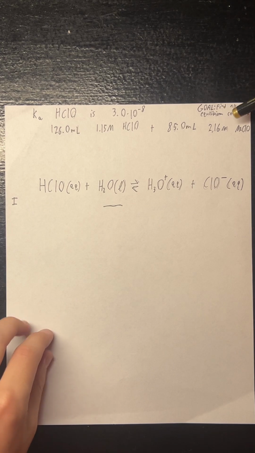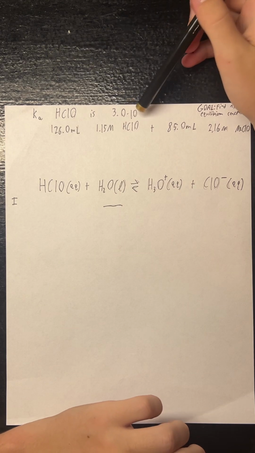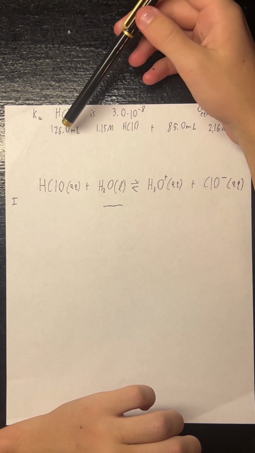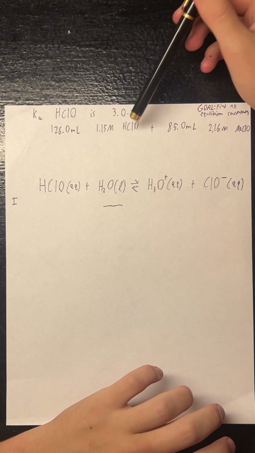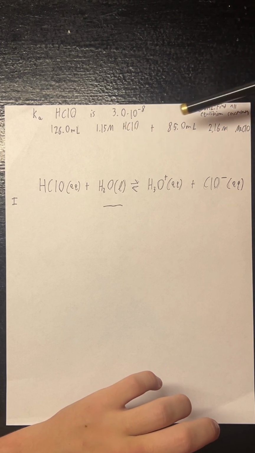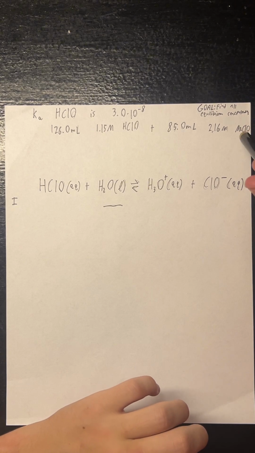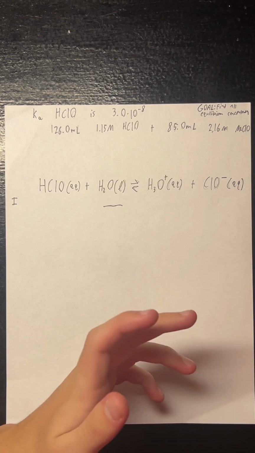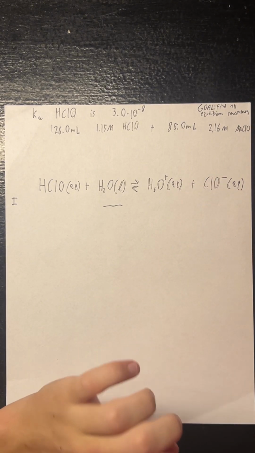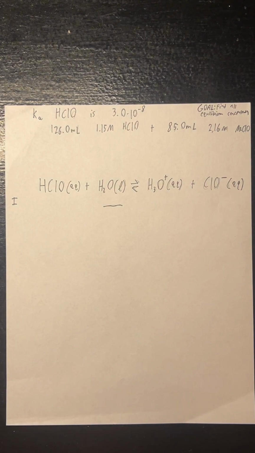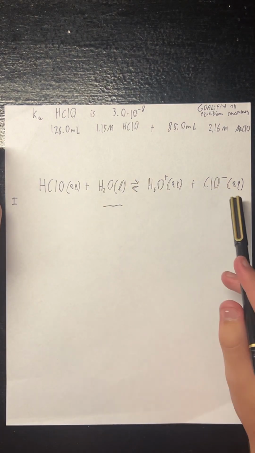So our goal is to find all the equilibrium concentrations, and our Ka is 3.0 times 10 to the negative 8. What we're given is 126.0 milliliters of 1.15 molar HClO, mixed with 85.0 milliliters of 2.16 molar NaClO. The Na is just a spectator ion, so it's irrelevant in the grand scheme of things. Our next step is to find the new molarities for HClO and ClO minus.